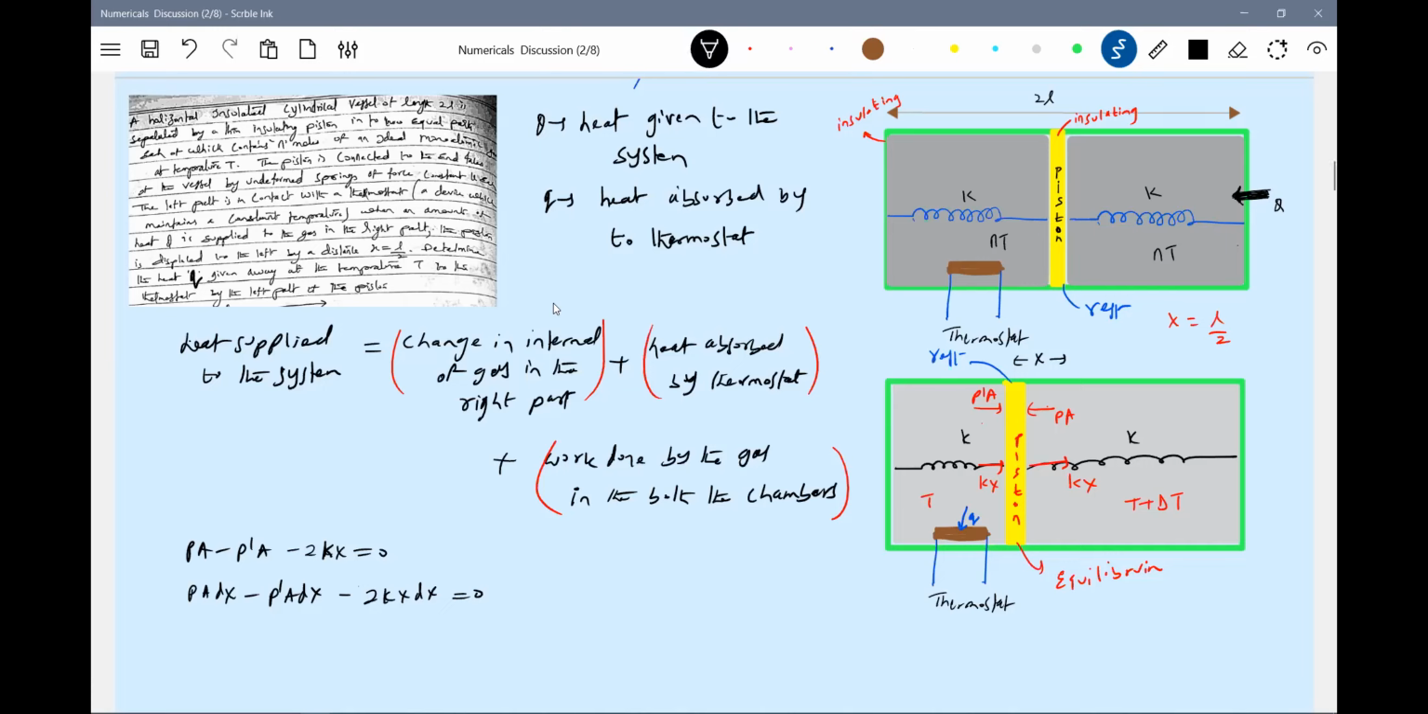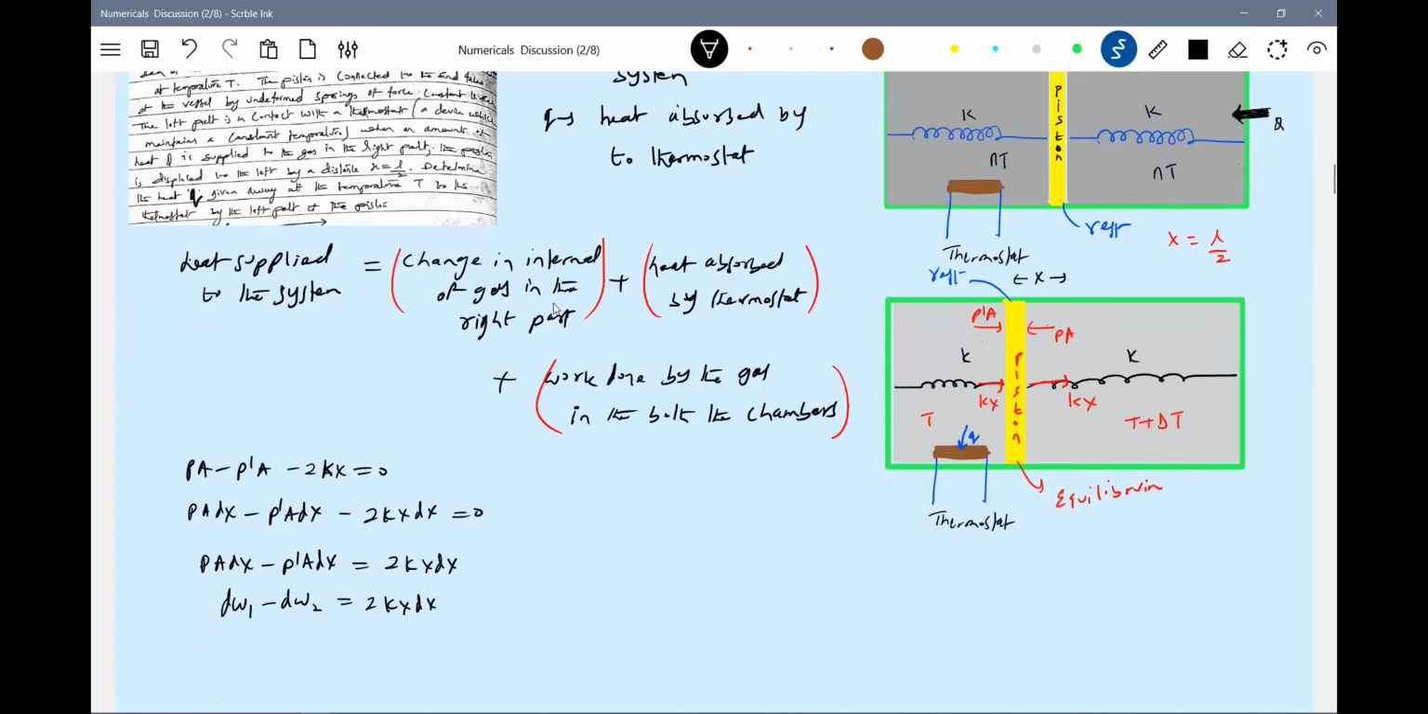Now after this, what are you going to do? This part is what I'm very much interested in. Now, what is this left-hand side? It is nothing but the work done by the gas in the left and right part. So this is 2kx dx. This is what we do: I'll integrate this one. So this will be the net work done.